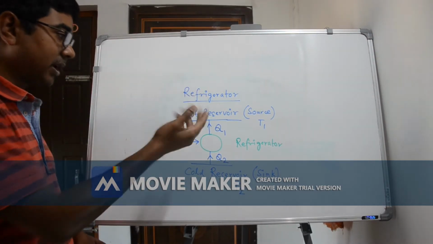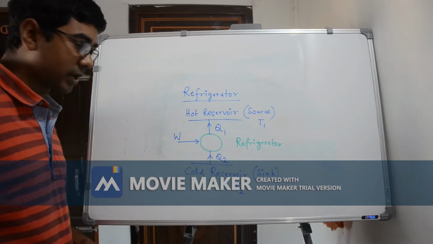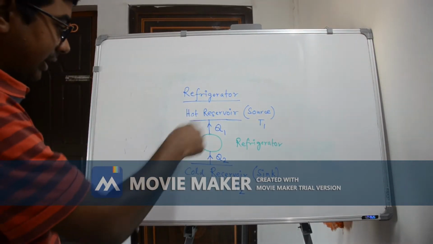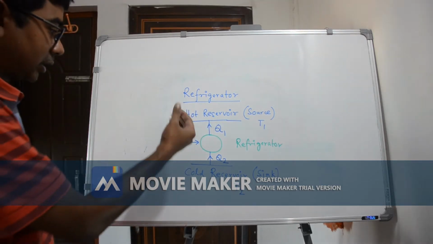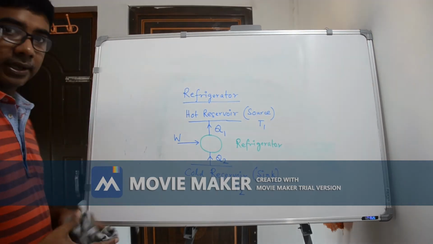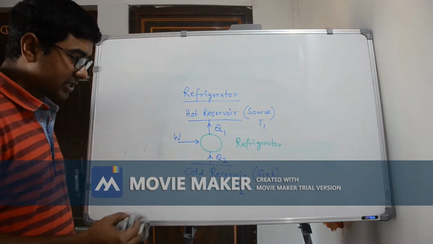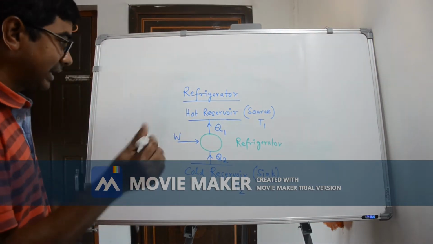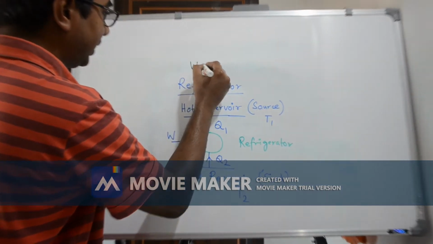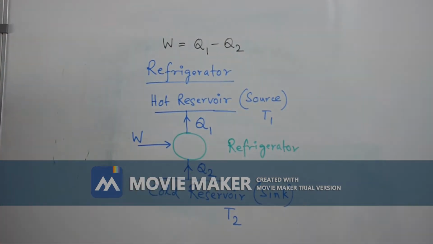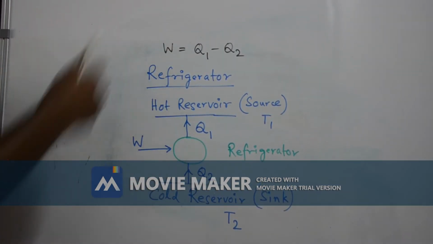So the environment works as the hot reservoir in this particular case. In this case also, we see that it's again the conversion of mechanical work into heat, exactly opposite to the way the heat engine works. And here also, using the first law of thermodynamics, W will be written as the difference between Q1 and Q2. That's all. It's very easy to derive.